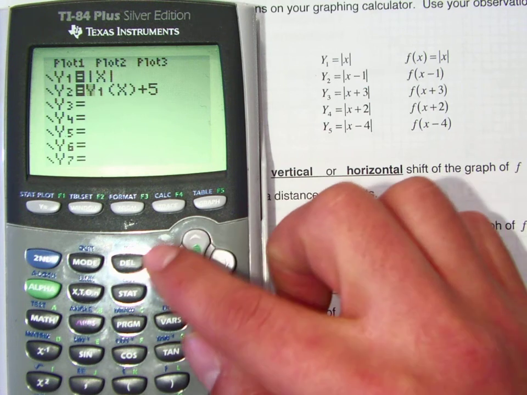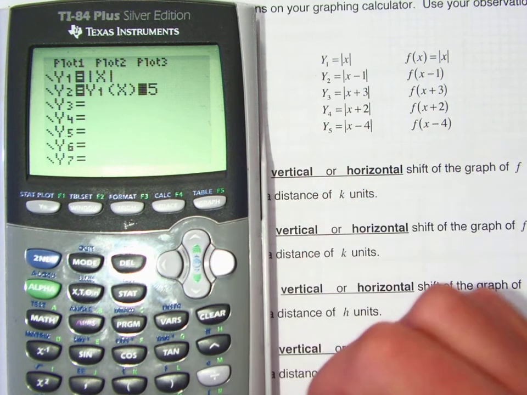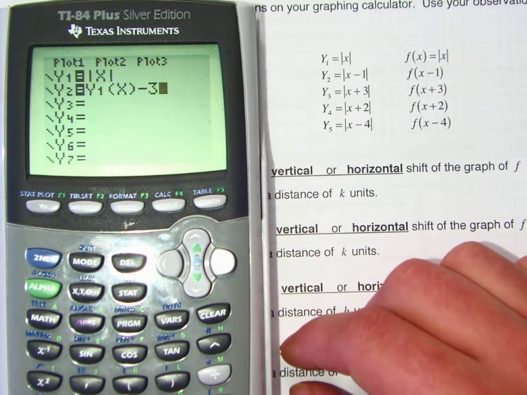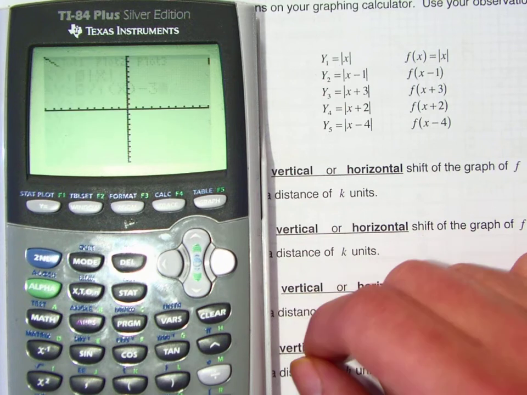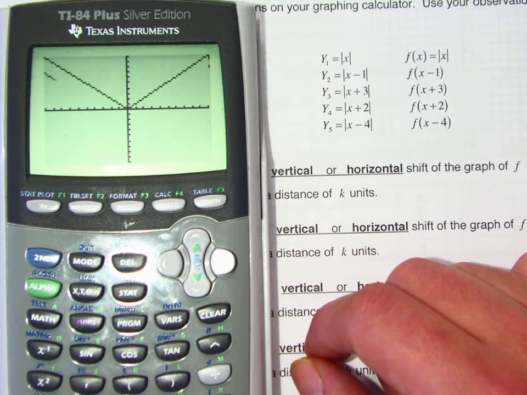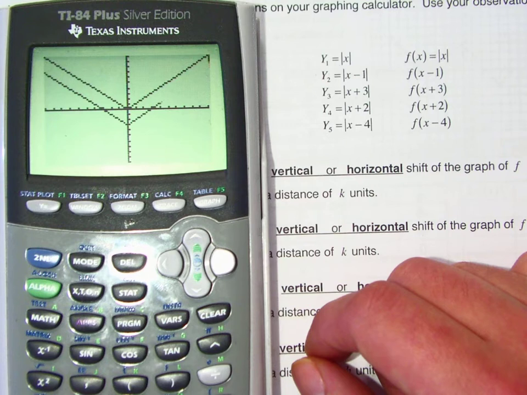So now let's go. What is this going to do? It's going to move it 3 down. There's the original. Here's the new one. Looks like it is definitely 3 down, right?